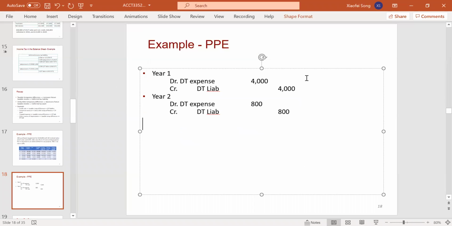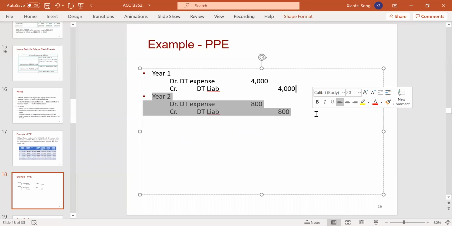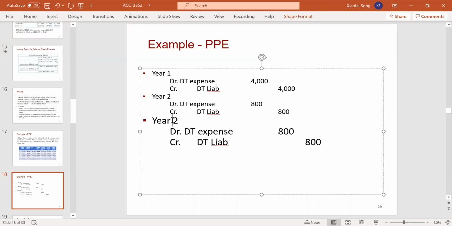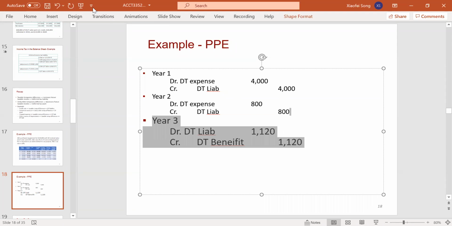Okay, so year 3, reversal started. We debit deferred tax liability, and the amount we debit is 1,120, and we credit deferred tax benefit by the same amount, 1,120. Okay, so now I'm going to copy this one.